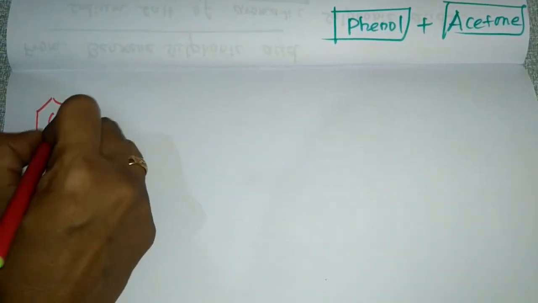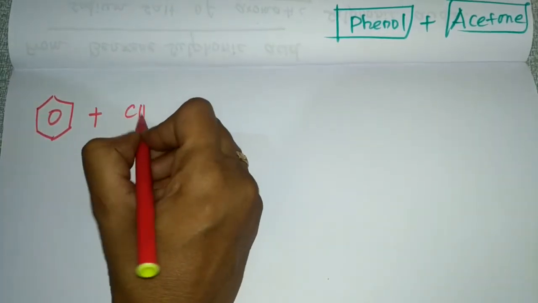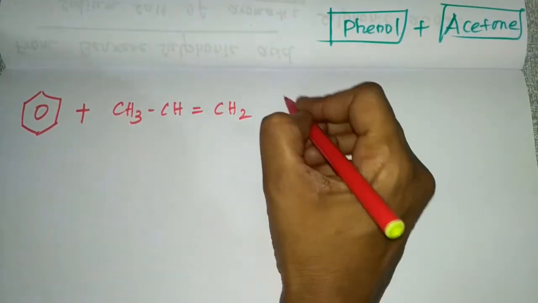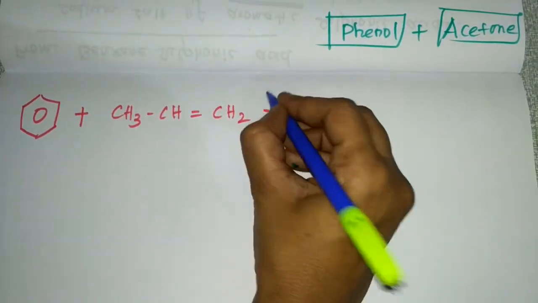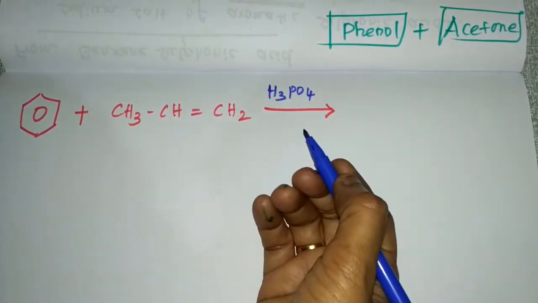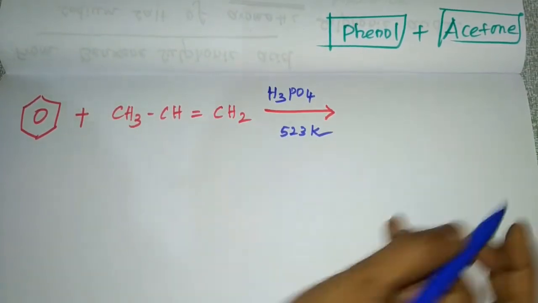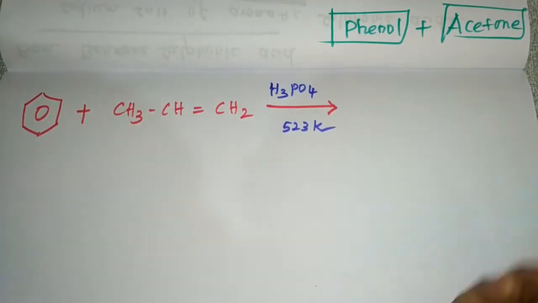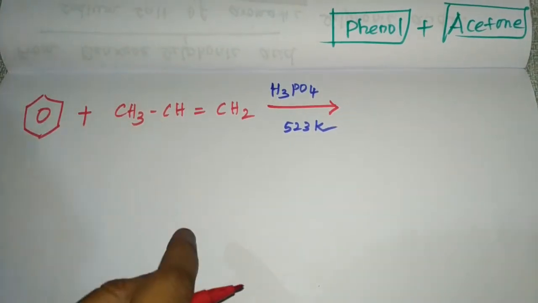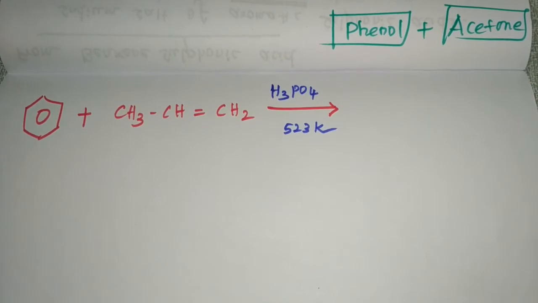First we will write the preparation of cumene. For this, you have to take benzene and propene, which is CH3 CH double bond CH2, in the presence of phosphoric acid, and the temperature should be 523 Kelvin. What happens here? Friedel-Crafts alkylation takes place. This alkylation mechanism I had already given.